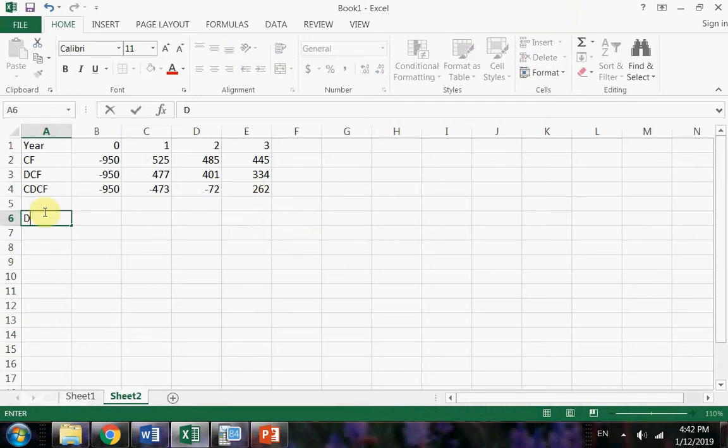So my discounted payback is this. It is 2 plus the fractional part of the payback, which is 72 divided by 334. So it is the absolute value of 72, so just say ABS. Okay, 72 divided by 334. So that's 2.22 years. Alright, so that's a practice for discounted payback.